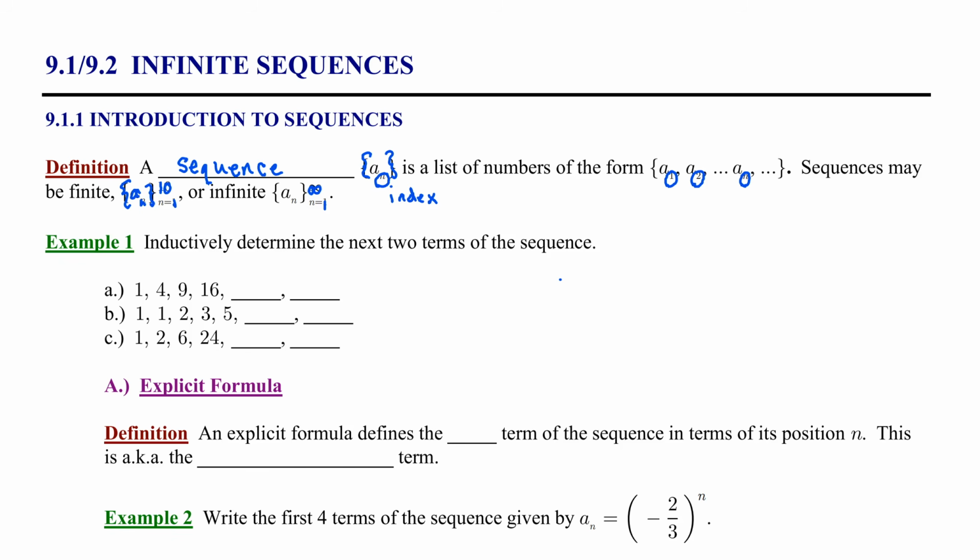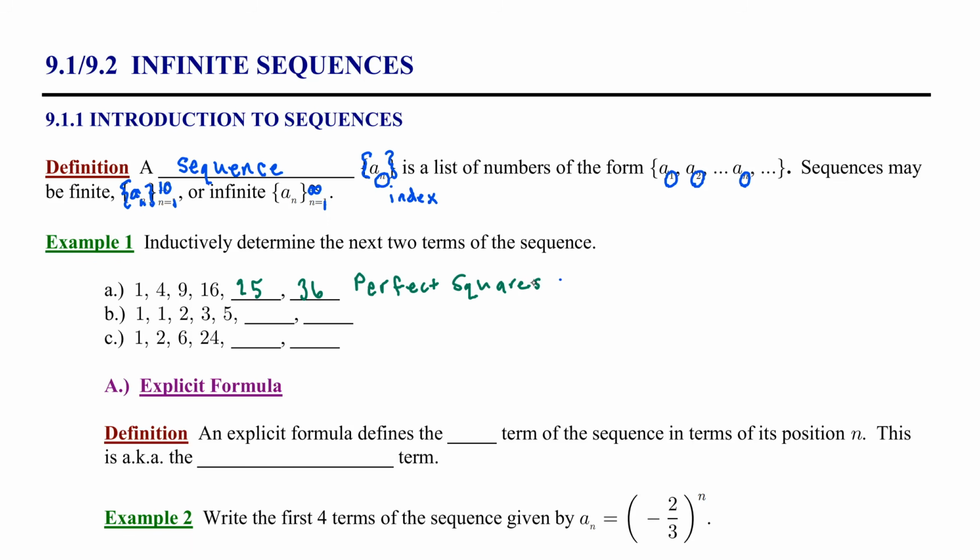Now, because of your experience in math classes, you probably instantly recognize these to be perfect squares. So the first term is 1 squared, the second term is 2 squared, followed by 3 squared, 4 squared, and so 5 squared or 25 would be the next term. And then of course 6 squared or 36. So in this case, we are looking at the pattern of perfect squares.